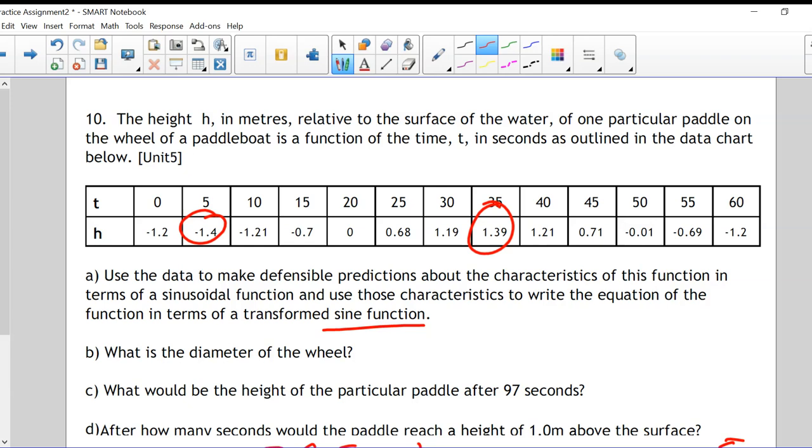No, they're not. They're not 60 apart at all. It's 5 to 35. So it's not 60, right? From the high at 1.39 to the low at negative 1.4, isn't that just 30? You see where that is 30? It's from 5 to 35, right?